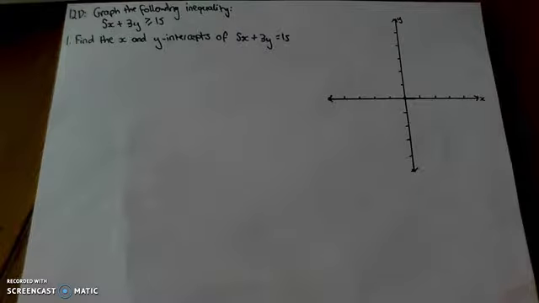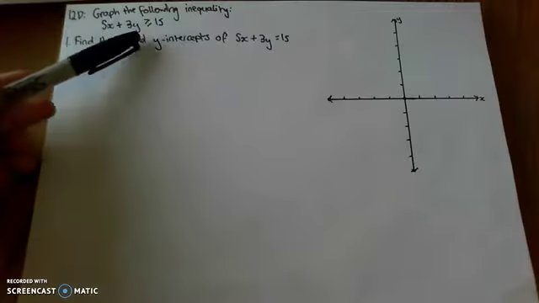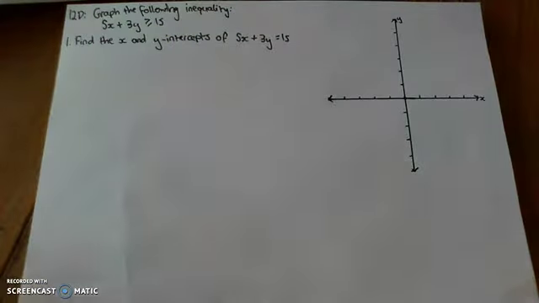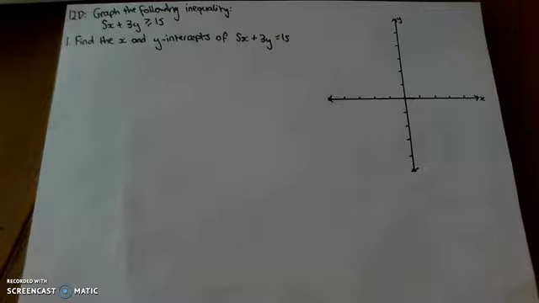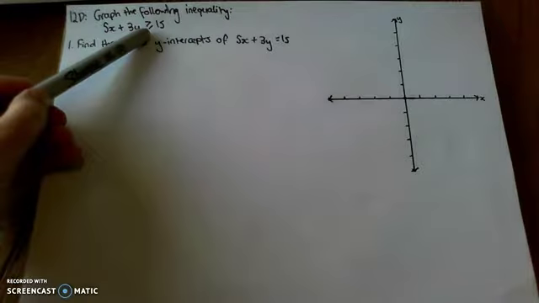Hi guys, today we're going to have a look at 12D, which is where we're looking at graphing an inequality. So far we've looked at if x is equal to 4, if x is greater than 4. Today we're looking at when we've got two values, x and y, being equal to or greater than 15. So when we look at this inequality, we're looking at equal to or greater.